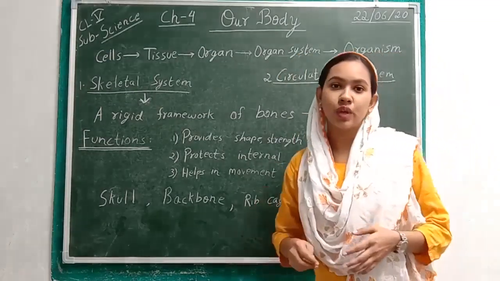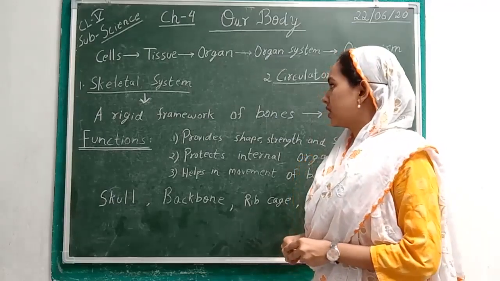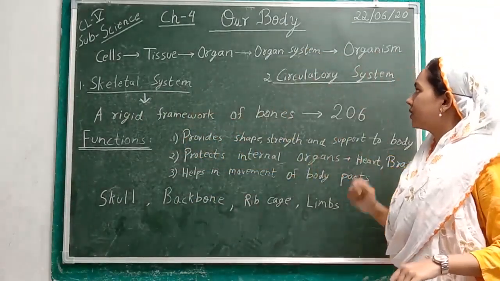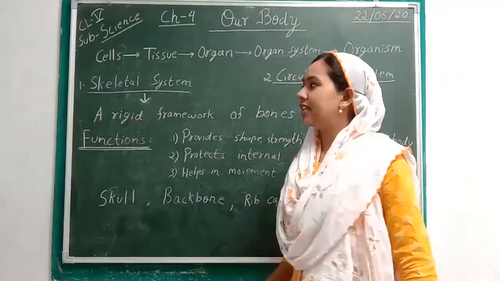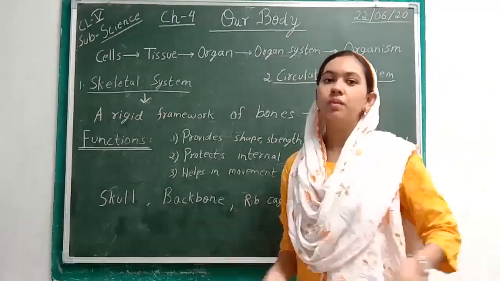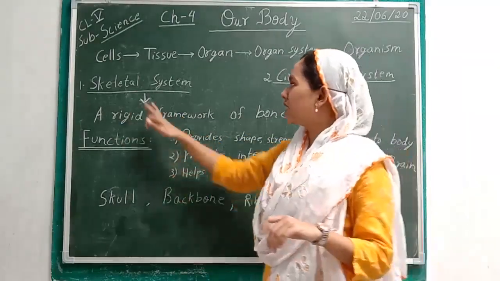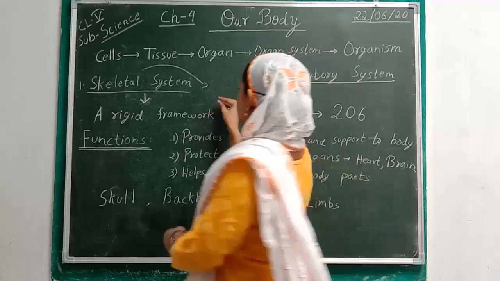So in this class we are going to learn about two very important organ systems. Those are the skeletal system and the circulatory system. So we'll start with the skeletal system first. Now what do we mean by skeletal system? When we are talking about the skeletal system, the word skeleton will come to our mind, okay? Skeleton.